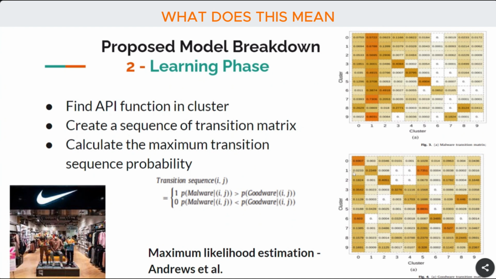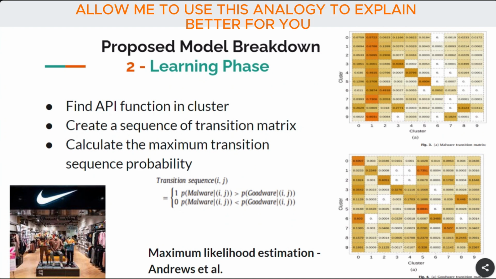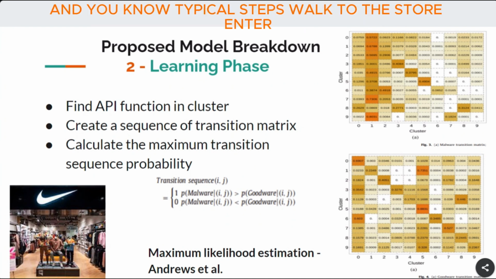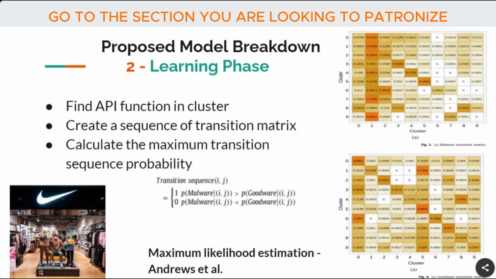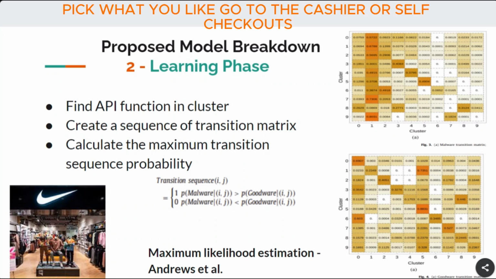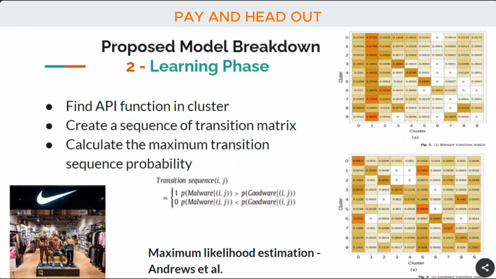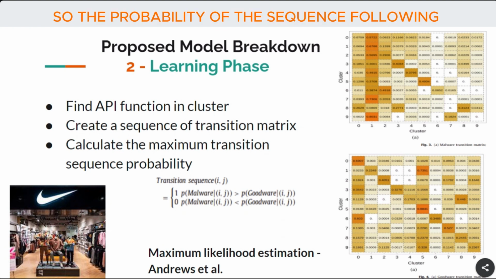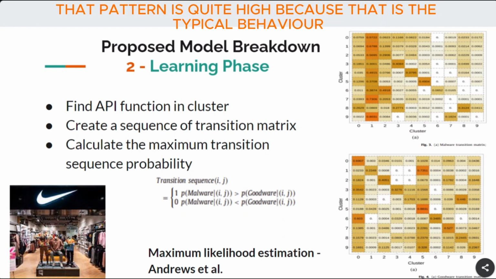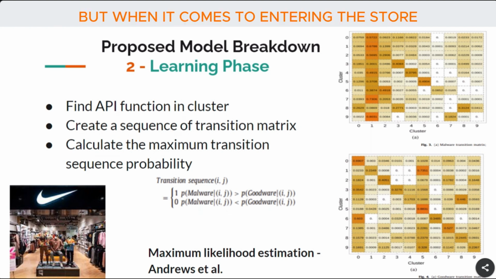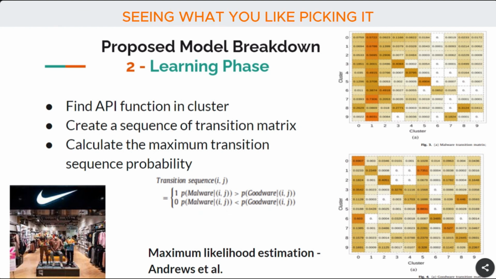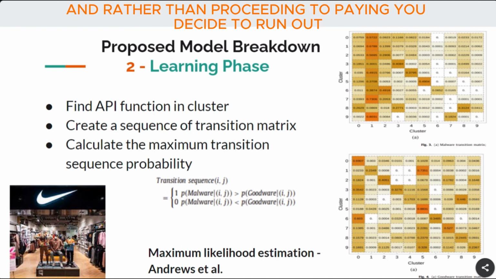What does this mean? Allow me to use this analogy to explain better. Imagine you're going to a Nike store and, typical steps, walk to the store, enter, go to the section you're looking to patronize, pick what you like, go to the cashier or self-checkouts, pay, and head out. The probability of the sequence following that pattern is quite high because that's the typical behavior. But when it comes to entering the store, seeing what you like, picking it, and rather than proceeding to pay, you decide to run out.